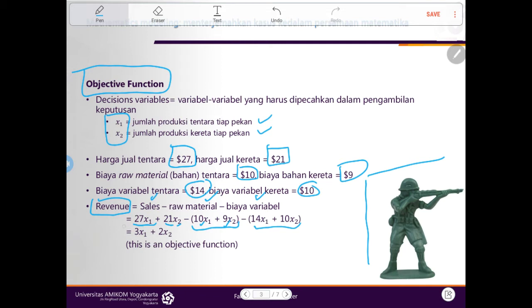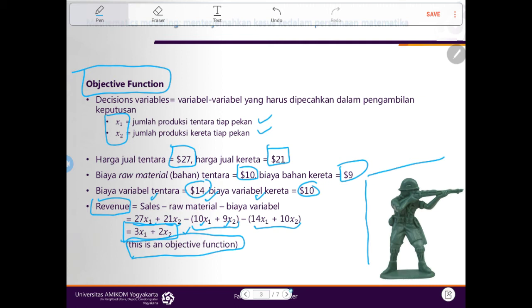So this is the last equation of revenue. You just add this and then deduct this and this. So this is the revenue equation. This is the objective function. So you must maximize this objective function, because the problem is how to make the biggest profit. So biggest profit means the biggest revenue.